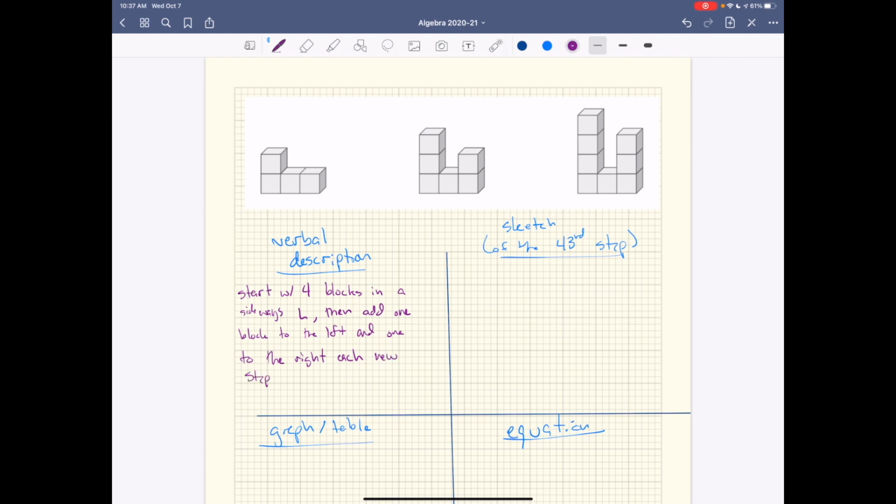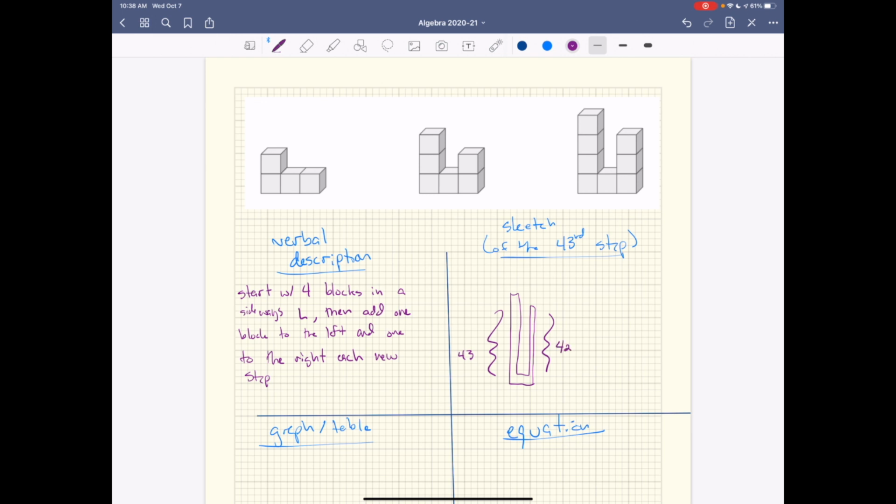What about the 43rd step? What should it look like? Who's got a sketch for me of the 43rd step? Scarlett? Okay, so Scarlett is thinking, all right, so it's going to be this really tall L shape, right? And she's saying there should end up being 43 blocks here, 42 blocks here.